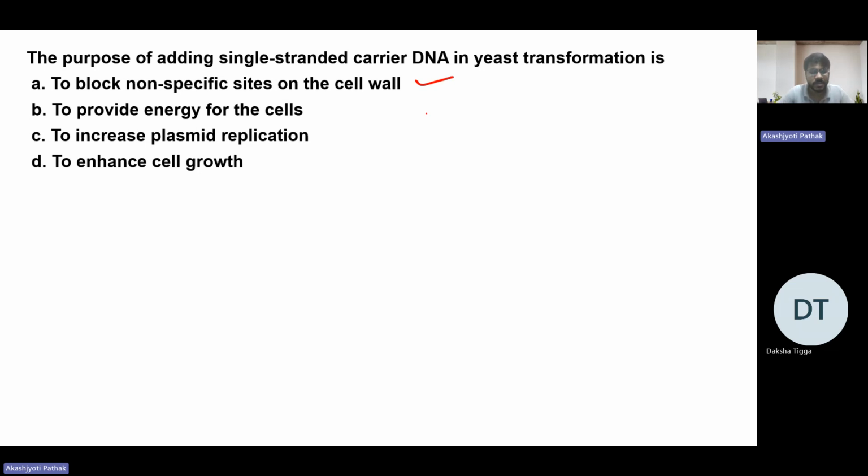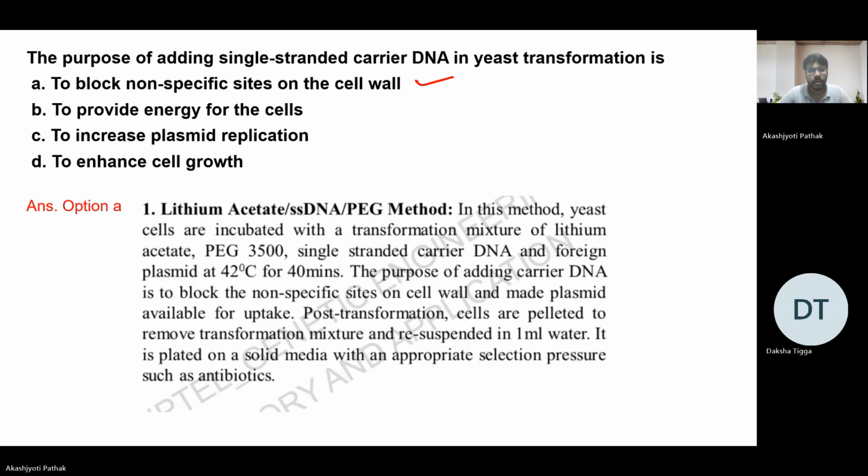So it will block the non-specific sites on the cell wall, and the cell can easily uptake the foreign DNA. The plasmid or the recombinant DNA can be easily uptaken by the yeast. Okay. So yes, it was explained in the lectures as well.